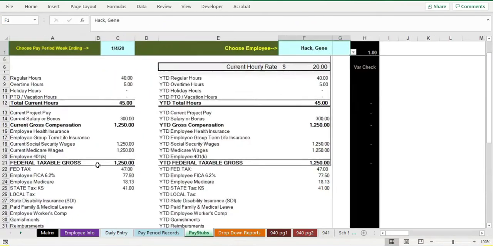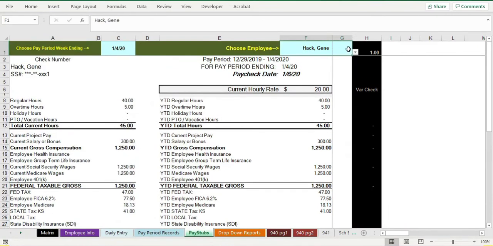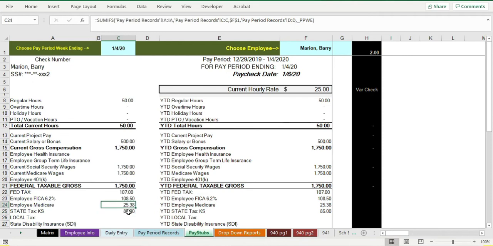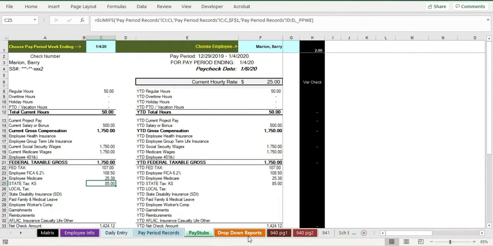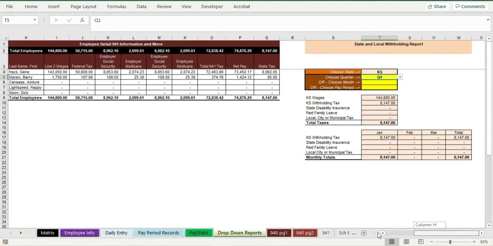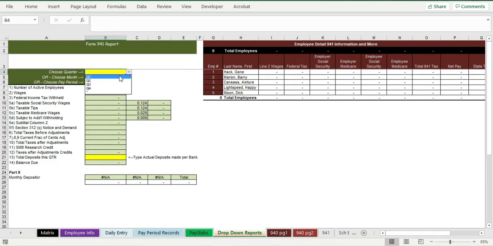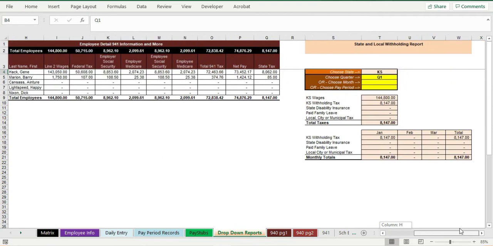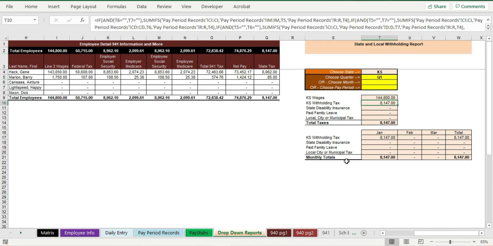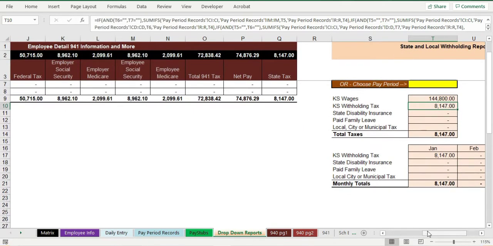And you have a pay stub that looks something like this. Choose the employee name, and it tells you what state they're in and what their tax is right there. You also have all your drop-down reports for your federal reports for the quarter, your federal 941 report. This is a place where you would look at that. And for the state of Kansas, when you have to file your Kansas reports, you'll get this with your Kansas withholding tax right there, broken out by month and everything else.